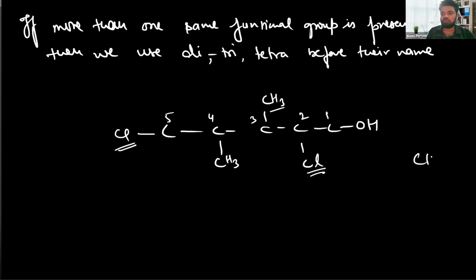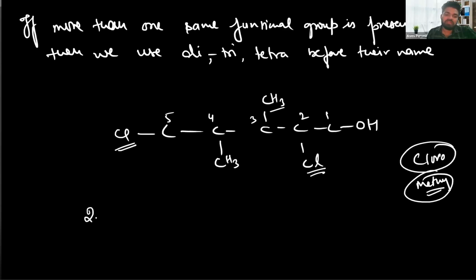So one is chloro, another is methyl. First of all, we will write chloro because C comes first, then methyl. But there are methyl at 2 position. So we'll write the position of first chloro. So chloro is present at 2,5. So when there are 2 positions, we need to write 2,5. We'll not write 2 chloro and 5 chloro. We'll write 2,5, and then we use dichloro. Why are we using di? Because there are 2 chlorine groups.